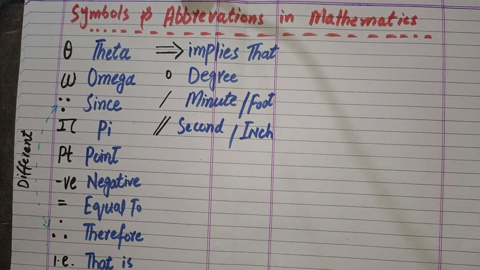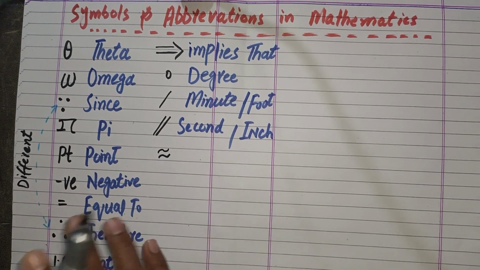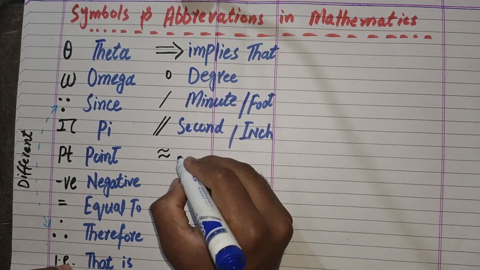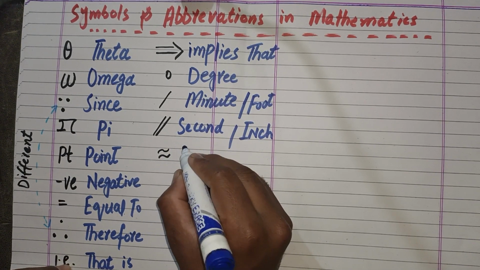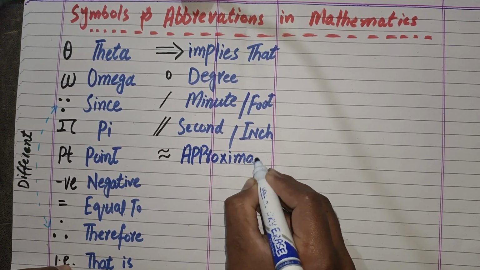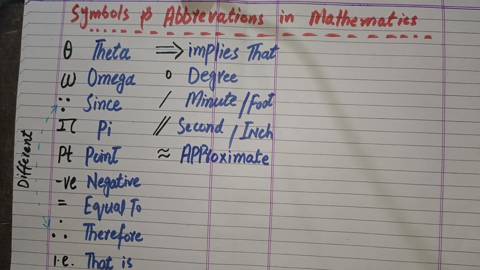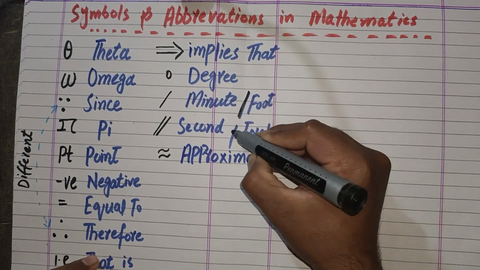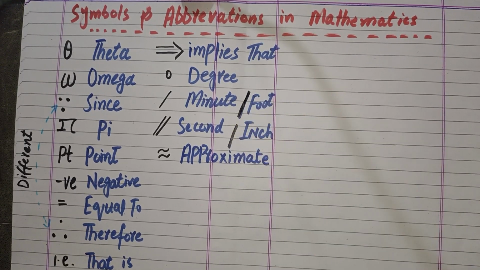Next sign is the sign of nearly equal to, or almost equal to. That is the sign of nearly equals to, or approximate, the sign of approximation.